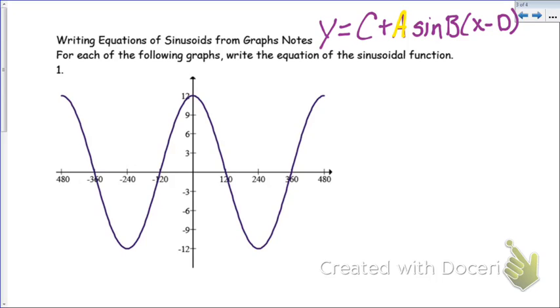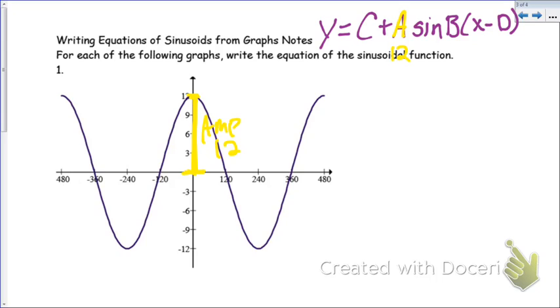So the amplitude on my graph was the distance from the middle of my graph to the top, and that's a y value. So the height from the middle to the top. So my amplitude for this graph from 0 to 12 is 12. So on that equation, I'm going to fill in 12 for A. Alright, so the next one we're going to find is B.